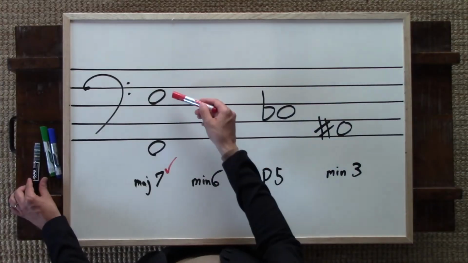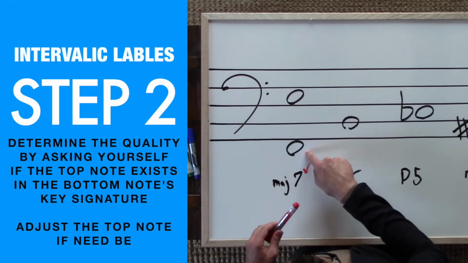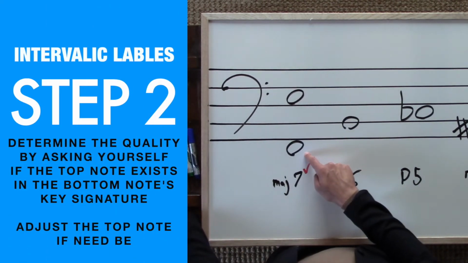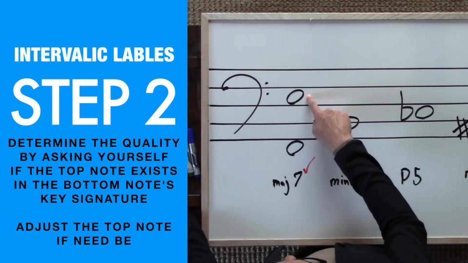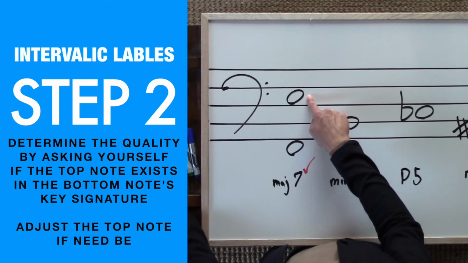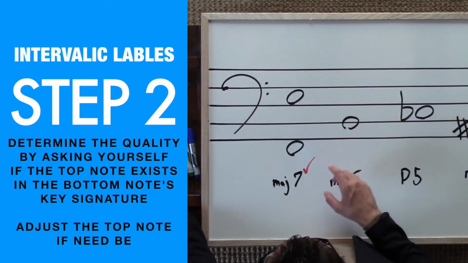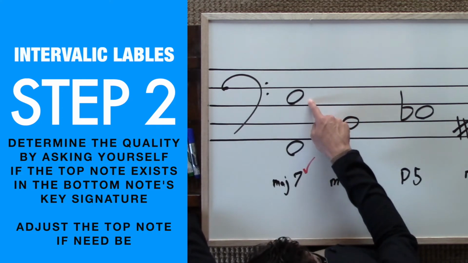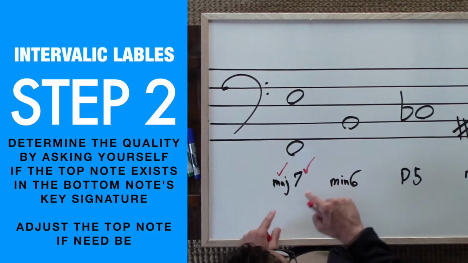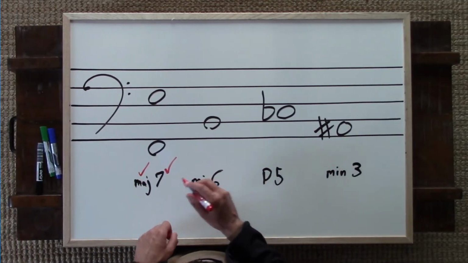So we know that seconds, thirds, sixths, and sevenths are major intervals just when left alone in a major scale. So let's ask ourselves whether this note exists in this note's key signature. This note is F. F major's key signature is 1 flat, B flat. There are no E flats or E sharps. There's just E's in an F major scale, so the 7th note of an F major scale is in fact E. So this, just left alone, is fine. This is a major 7th just the way it is.